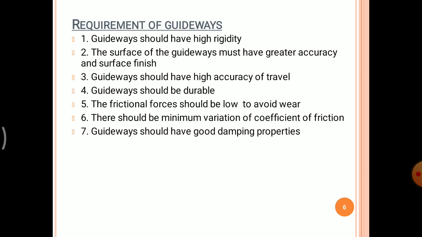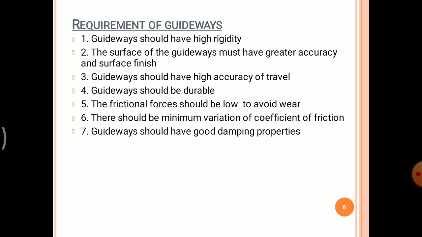Number 2, the surface of the guideways must have greater accuracy and surface finish. For the proper velocity of the slide, the surface finish of the guideways should be very good, with great accuracy. Number 3, the guideways should have high accuracy of travel, as already discussed. Number 4, the guideways should be durable. There should be minimum wear. When the wear and tear is less, the guideways will be durable.